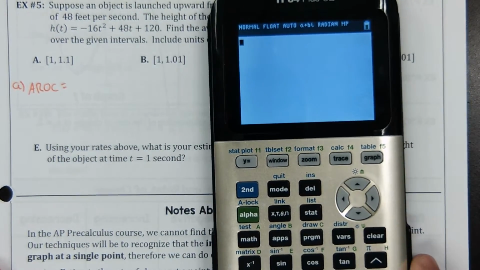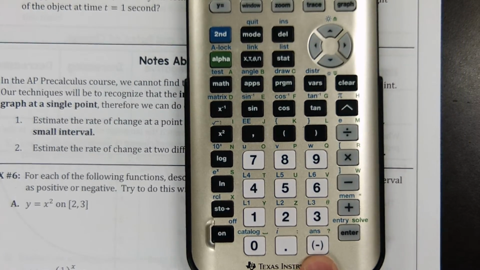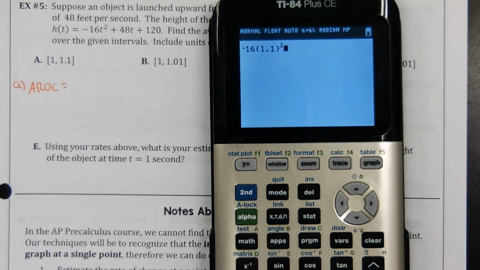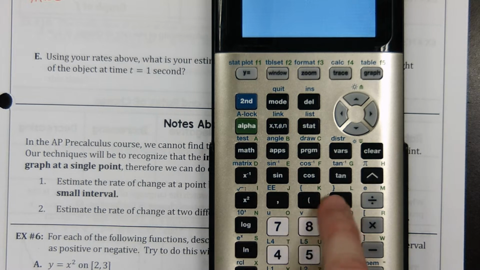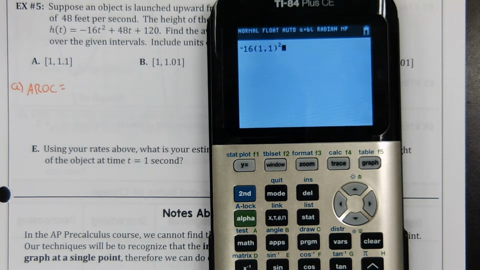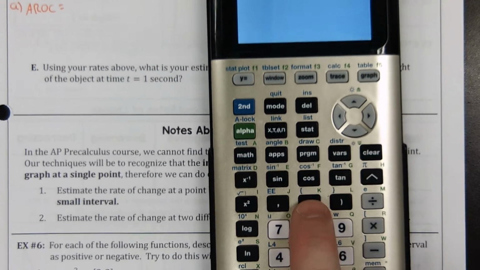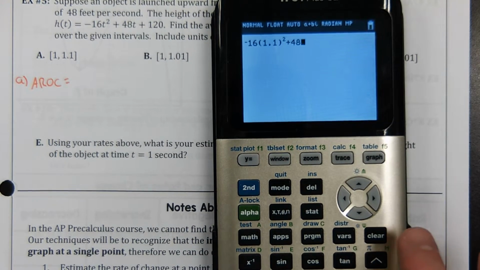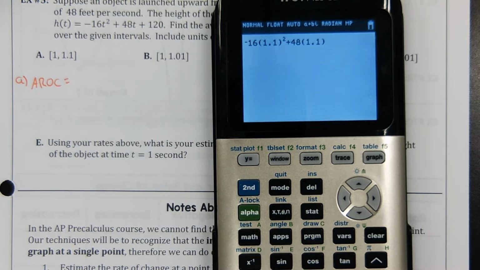So first thing I'm going to do is substitute 1.1 into this equation. Negative 16. Make sure you use the negative button, not the minus sign. Negative 16 parentheses 1.1 parentheses squared. Squared button is right there. Don't be afraid to use your parentheses. It's easier and faster than doing times. So I did negative 16, open parentheses, 1.1, close parentheses squared. Then I have to do plus 48, and I'm going to use parentheses again. Remember, I told you should be using parentheses every time you're doing a substitution. Plus 120. That's y2.